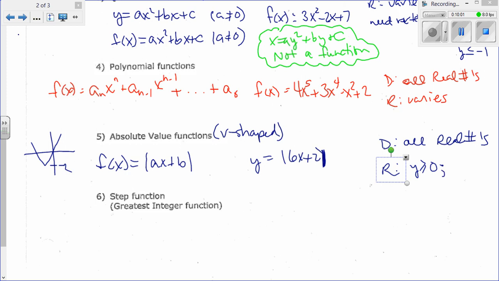So just know that if you have an absolute value function that looks like this, where there's nothing being added or subtracted on the outside of the absolute value, it's going to be greater than or equal to 0. But it varies if you're adding a number to the outside of the absolute value.